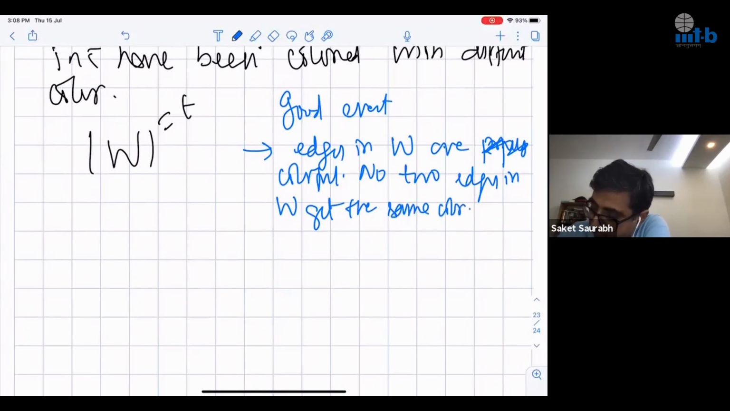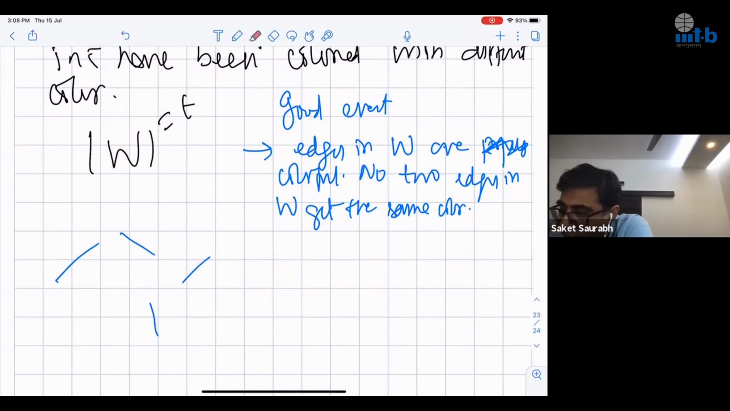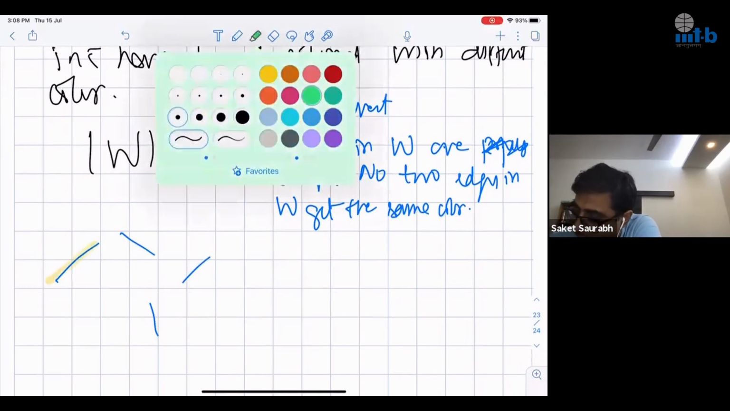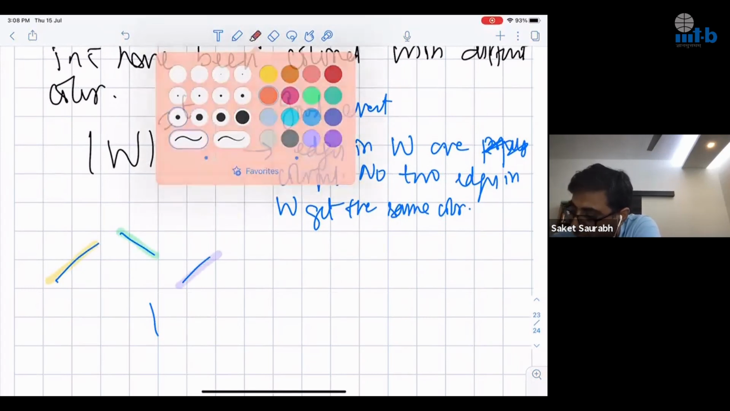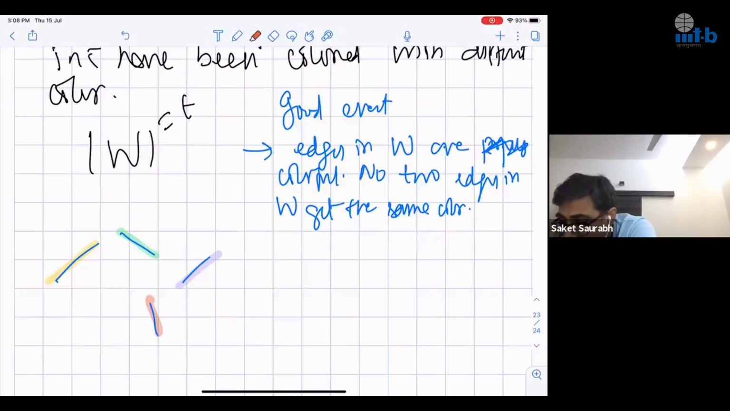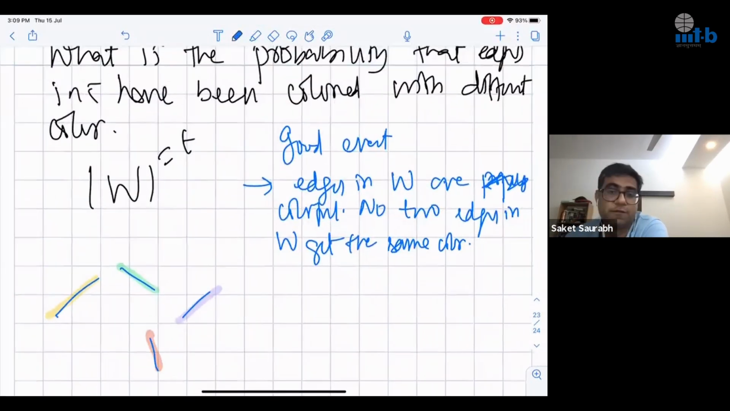So what is my good event? My good event is that edges in W are colorful: no two edges in W get the same color. For example, suppose these are my edges. Let's color like a child. My son likes to enjoy this. So this is a yellow color, this gets green, this gets purple, and this gets some orange. Then these are my colorful edges. But if I had given this also green, then it is not colorful. So what is the probability that the edges of W have become colorful?